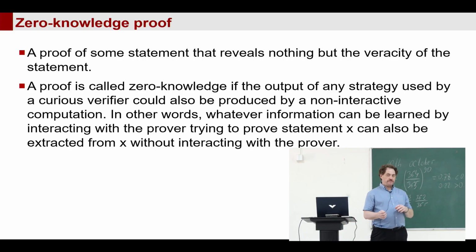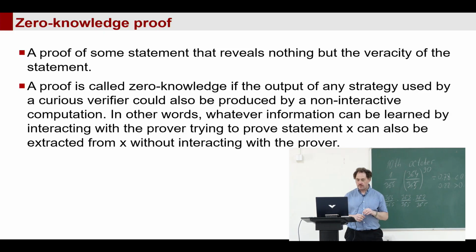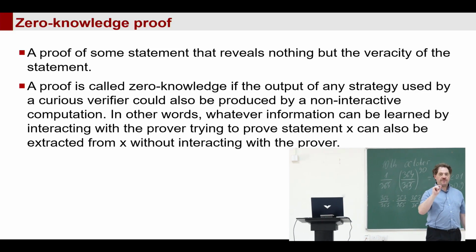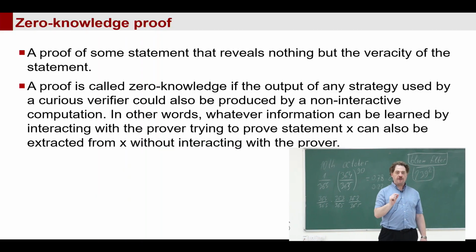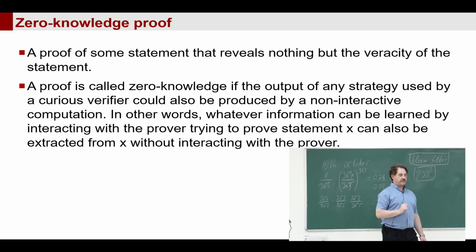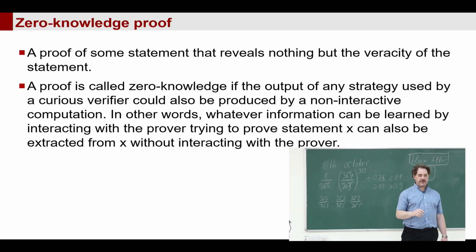Now what is zero knowledge? So that was the proof system; now the zero knowledge part. Zero knowledge means that not only do I want to prove the statement, I want the verifier to learn nothing but the veracity of that statement. For example, I want to prove that my age is above 21. I don't want you to know what my age is. I just want to convince you that it's above 21. I don't want to disclose my age.